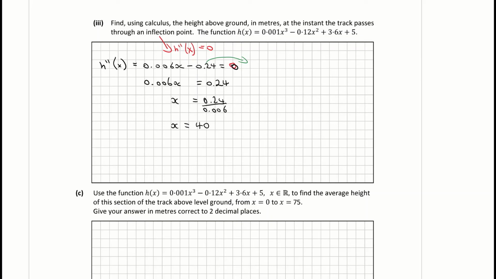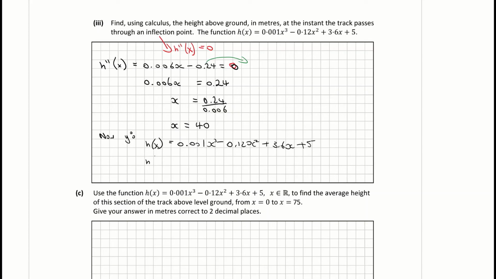Now, a point of inflection must have an x and it must have a y. I found my x, now I must find y. And in order to find y, I sub it back into my original function h of x. So I'm taking back now my original function. Just be careful here what you're always subbing back into, because you're working with the original function, the first derivative, and the second derivative. So just take your time.